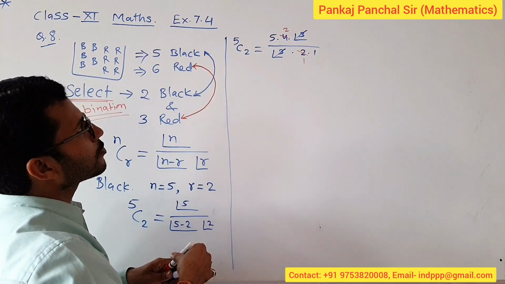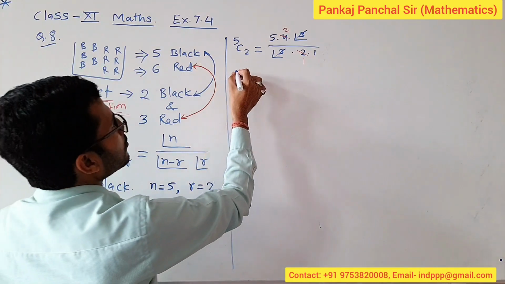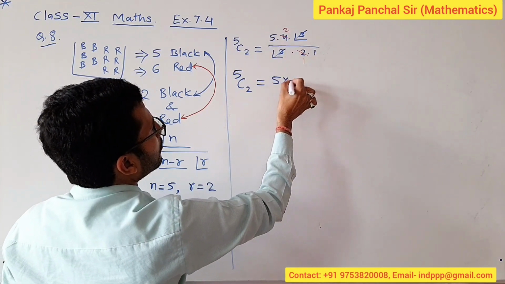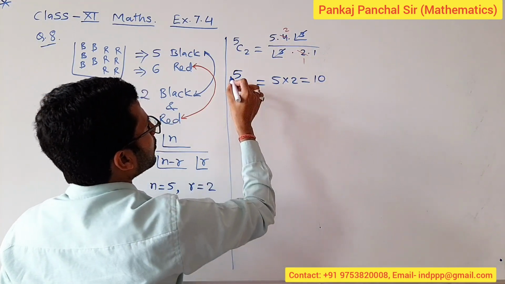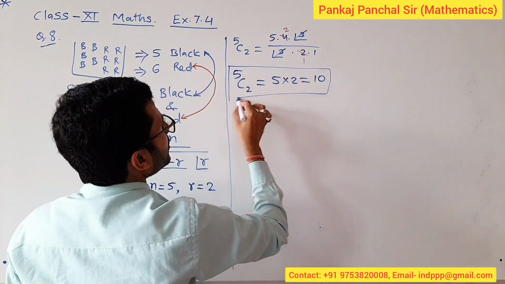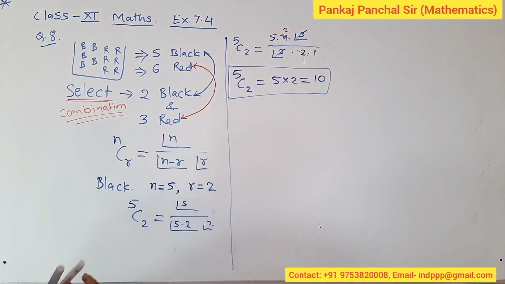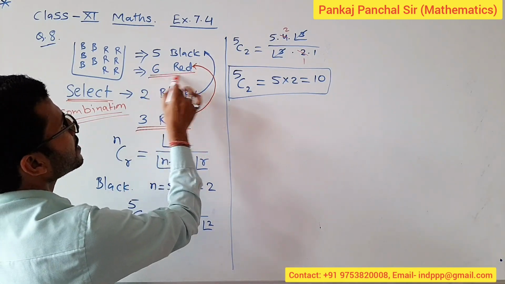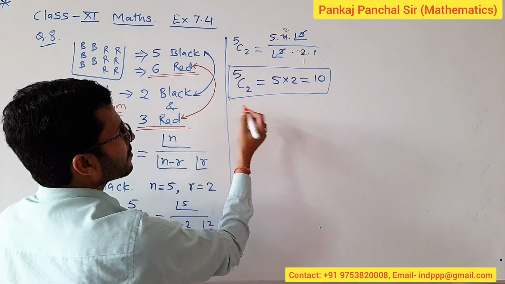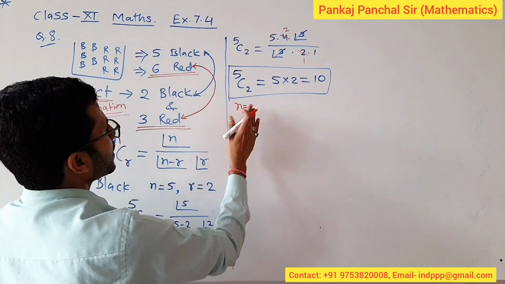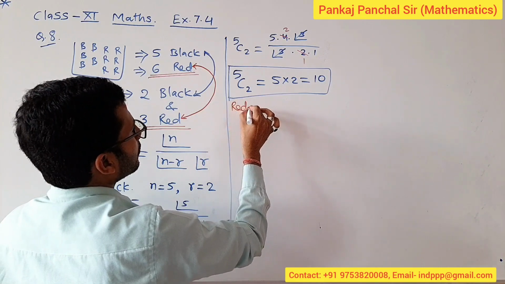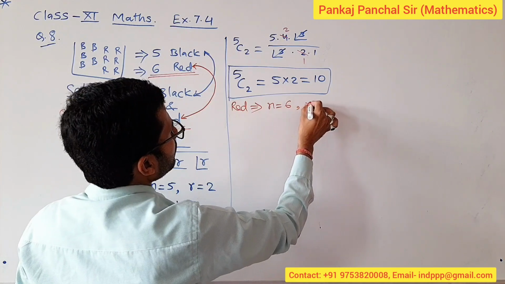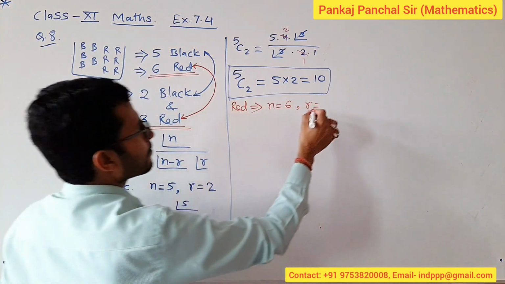So 5 into 2 is a total of 10 ways of selecting. So 5C2 is equal to 5 into 2, it will give 10. Okay. So this is the value of the first selection. Now selecting red balls. So how many red? 3 red we have to select from 6 red balls. So we will apply the same formula here for red: n equals 6 and r equals 3.